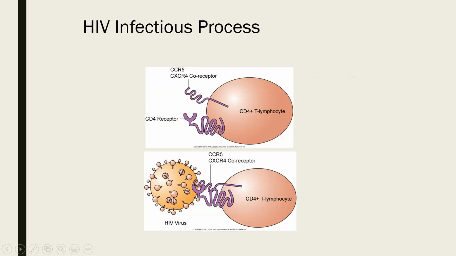And here we have a picture of that. If you look, you can see here you have the CD4 plus T cell, and here you have the CD4 receptors and the co-receptors. When you have the HIV virus, it takes both the co-receptor plus the CD4 receptor to be infected with the HIV virus.